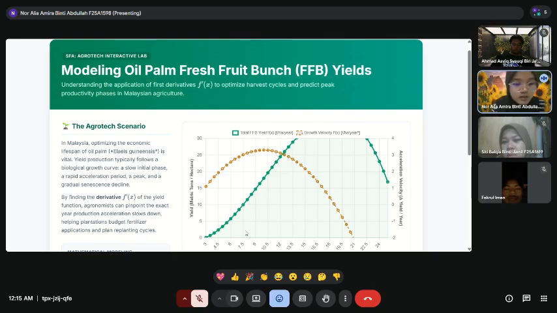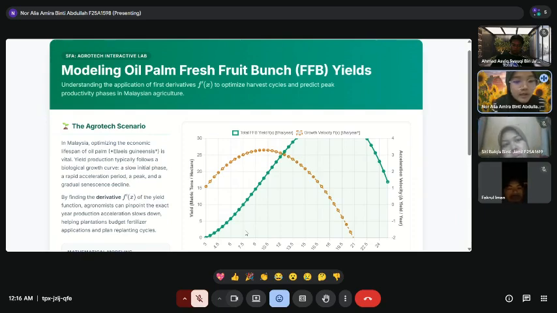Summary of the chosen bioscience problem. The bioscience problem we are looking at is how to predict and maximize oil palm yields as the trees grow older. Biologically, oil palm trees change over time. When they are young, they produce very little fruit. Then they grow quickly and reach a peak production phase. Finally, as the trees get too old, their fruit production naturally goes down.